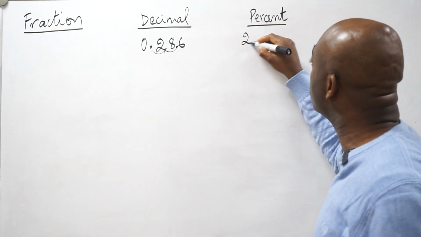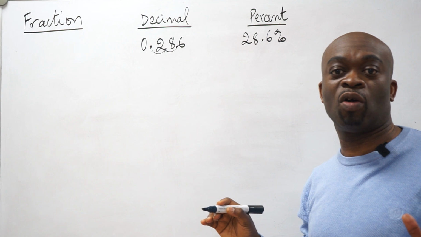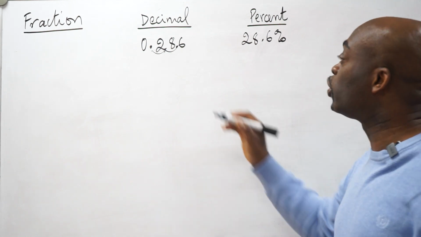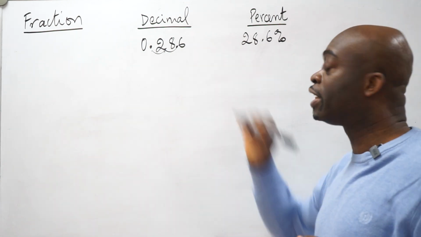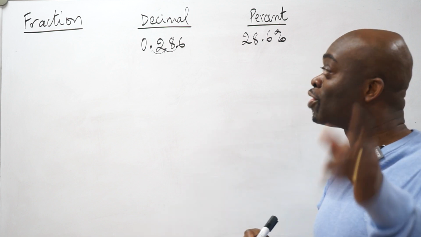So you end up with 28.6%. Just like that, and nothing else to do. But for those who want to multiply by 100, of course you can do that, and you end up with the same answer. So you can try that. I trust you guys.